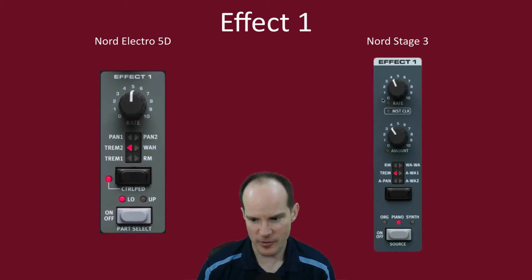You have the rate on both, rate and rate. Notice here on this rate, you have the ability to have it slave to a master clock. So you could have the rate of the effect be a derivative of the master clock so that you can have a sequencer and control the rate of all your effects, or the effects that allow for that. So that is an additional bonus that you get with the Nord Stage 3. There is no master clock on the Electro 5 to speak of.